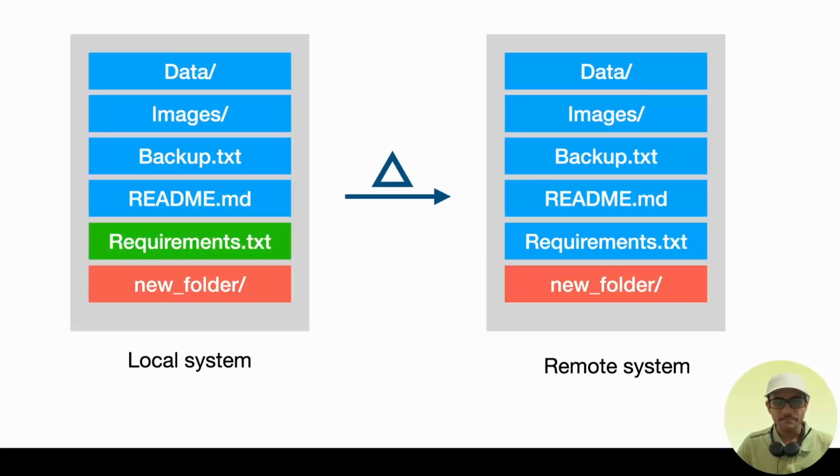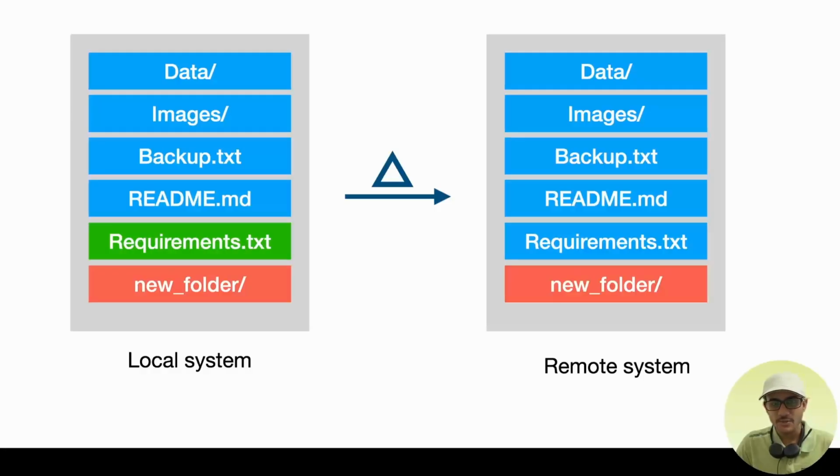Now let's say there was another file that was changed by the user. So nothing new was added, but one file was changed. Some content of the file was changed. So now how rsync handles this is it stores two pieces of information, which are last modified time and the size of the file. In our example, both of these things will change.